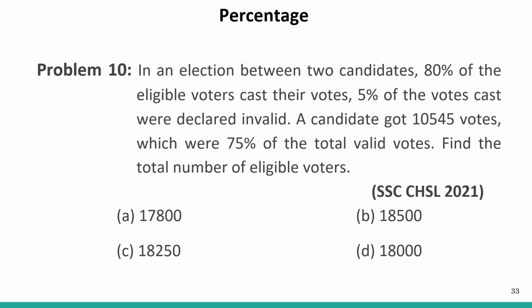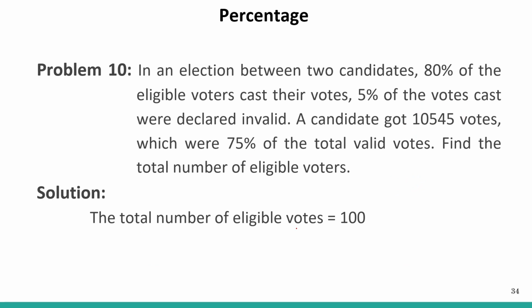In an election between two candidates, 80% of eligible voters cast their votes. 5% of the votes cast were declared invalid. A candidate got 10,545 votes, which were 75% of the total valid votes. Find the total number of eligible voters. Is it 18,500, 18,000, 18,250 or 17,800? This question has been asked in the SSC CHSL 2021 exam.